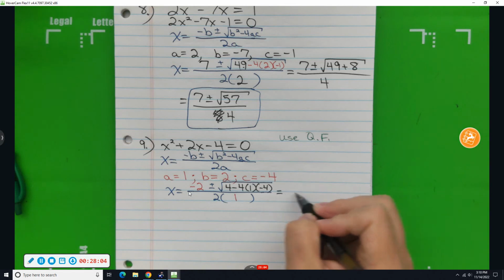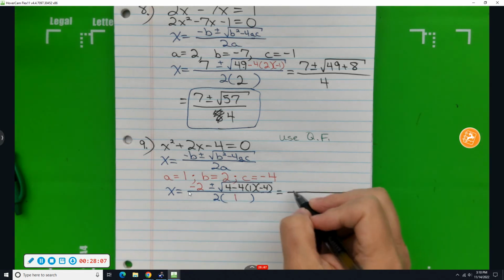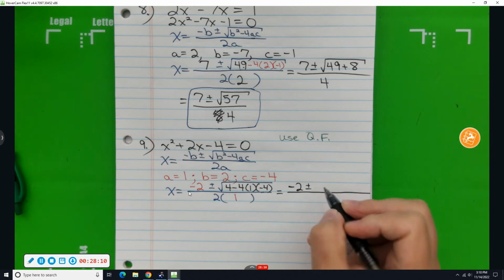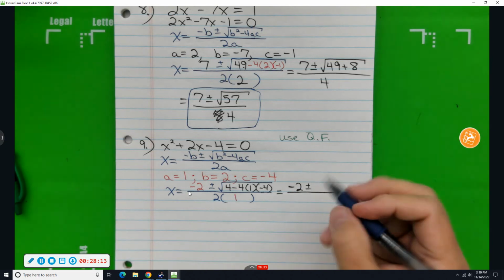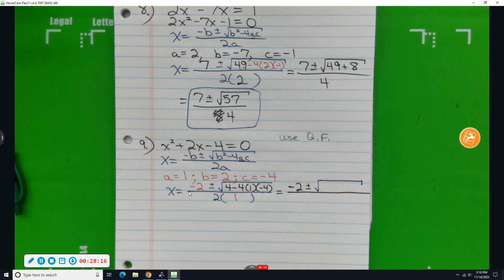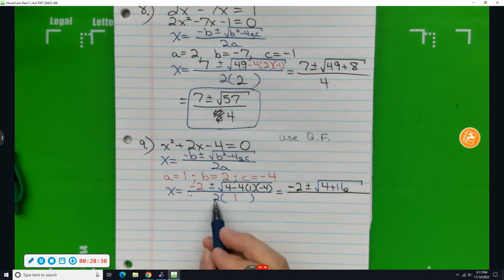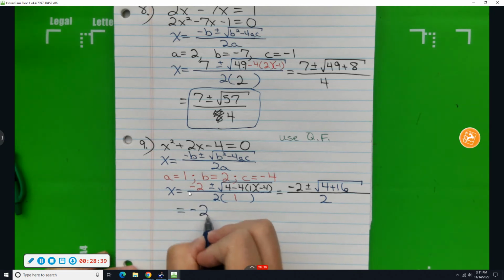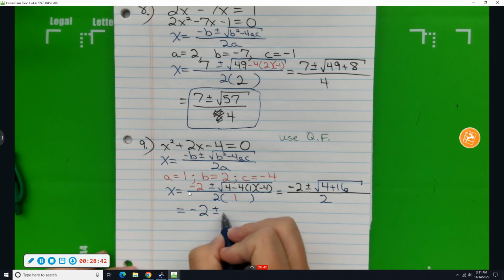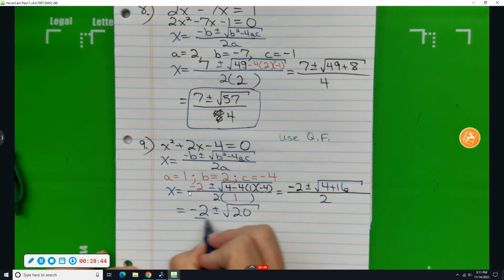So we have a negative 2 plus or minus. What are we going to have under that radical? Negative 4 times 1 is a negative 4 times a negative 4. Isn't that a 4 plus 16? All over 2 times 1 is 2. And 4 plus 16 is 20. So we have a negative 2 plus or minus the square root of 20 all over 2.